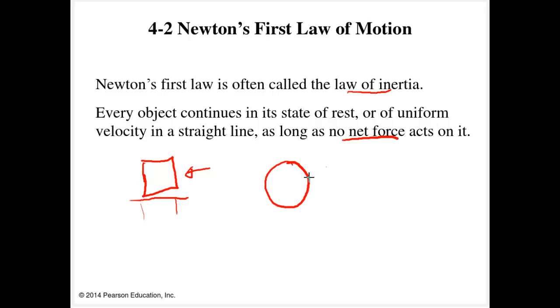We could also have a ball, and this ball is rolling with some velocity. If there is no net force acting on this ball, then it's going to continue at a uniform velocity in a straight line. Now in the real world we have stuff like friction. Friction is actually a force, and eventually someday this ball will come to a rest, but if friction did not exist, then that ball would continue in a straight line forever.